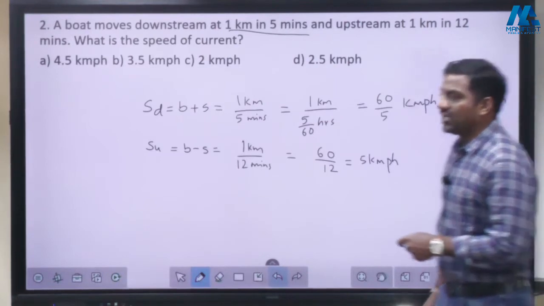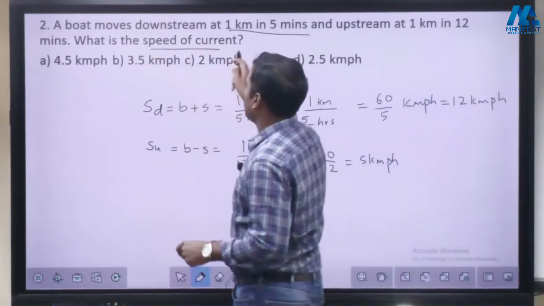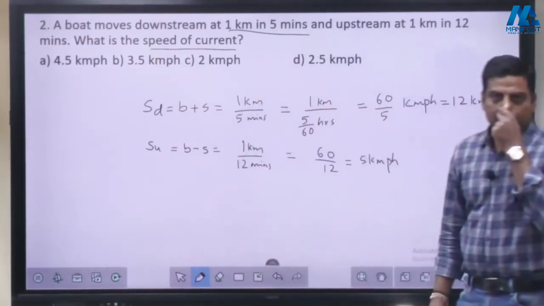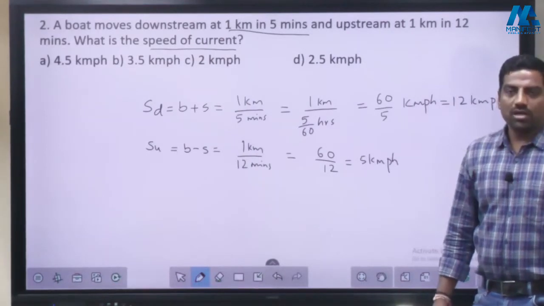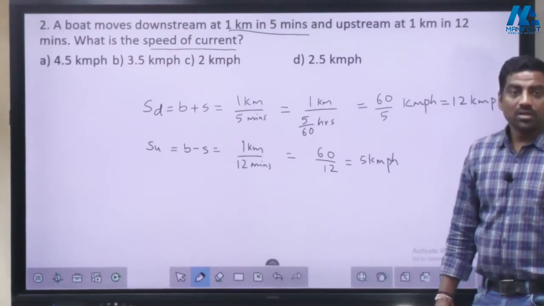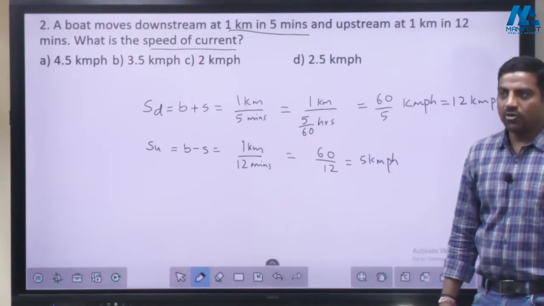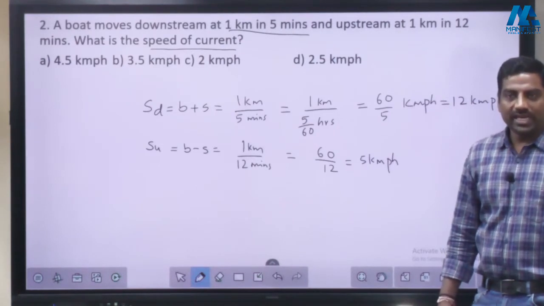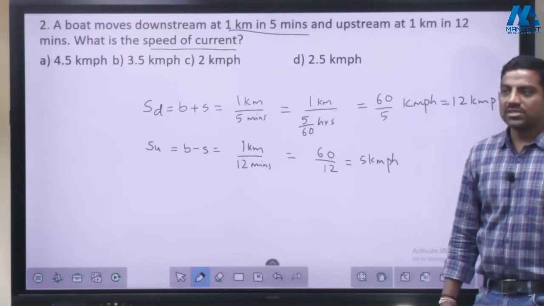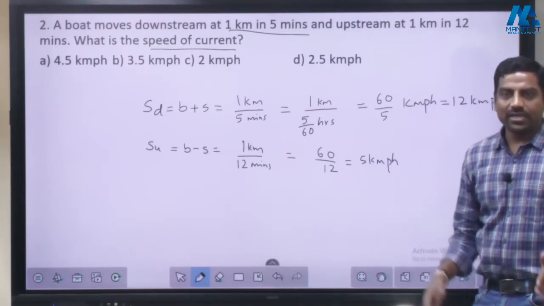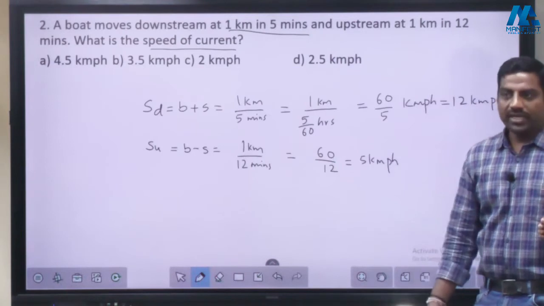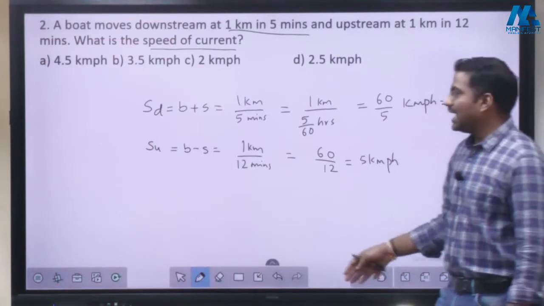What do they want? Speed of the current. So what is this current? Boat or stream? Current is again the flow of something. Ocean current, electric current. So what does that mean? Flow of something. Electric current is flow of charges. Yes. So here they want S.